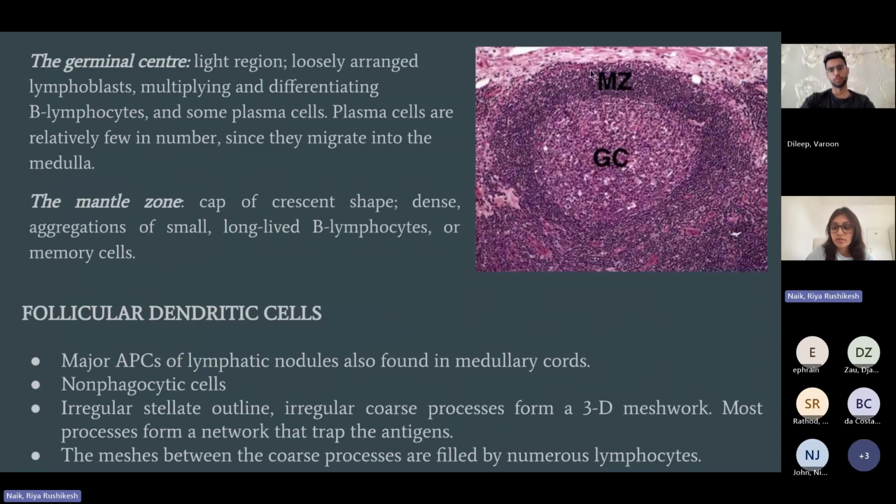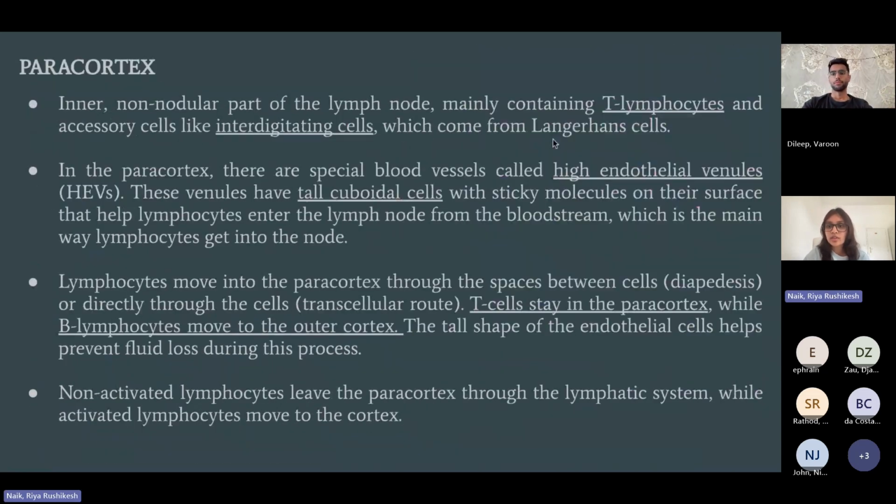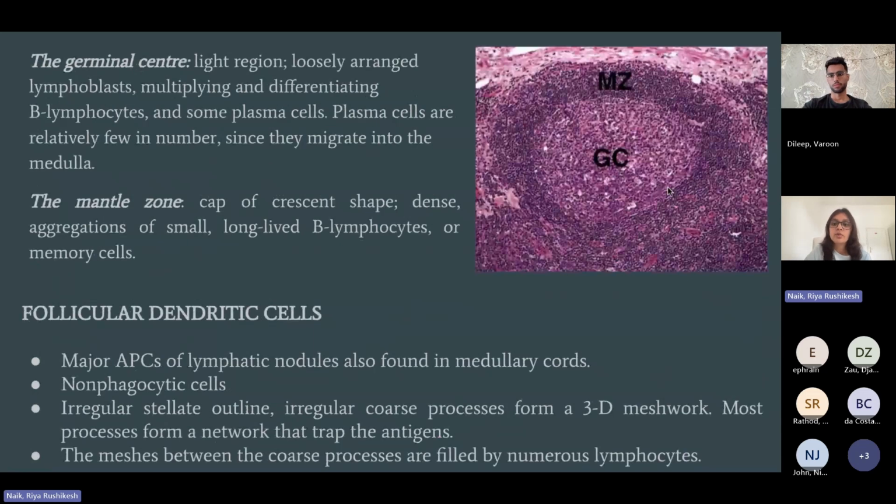So this light structure over here is a germinal center. Just to recap quickly, it contains lymphoblasts, and this region outside, which forms a cap to the germinal center, is called the mantle zone. This mantle zone consists of B lymphocytes, and it sometimes also has memory cells.